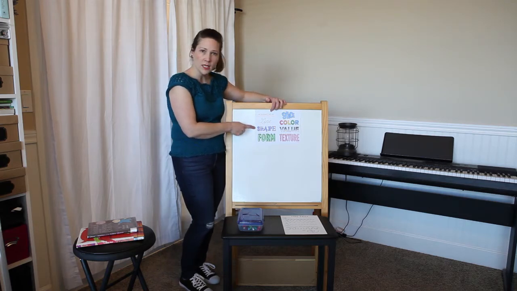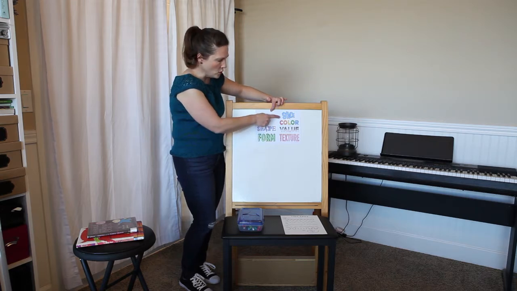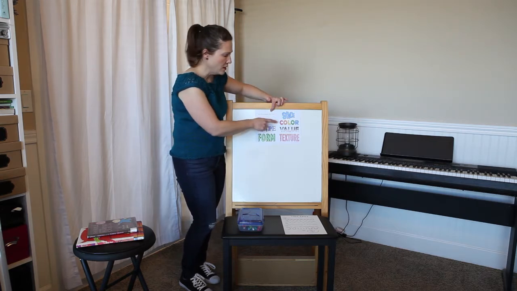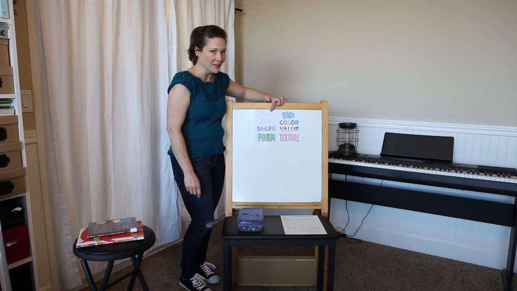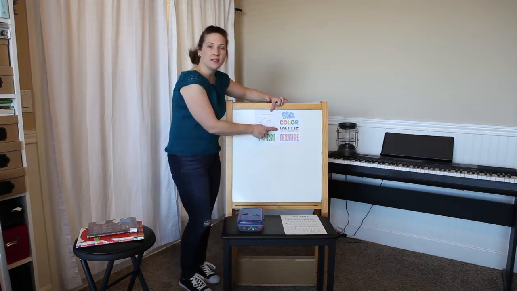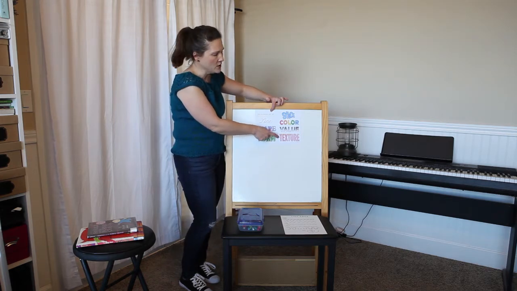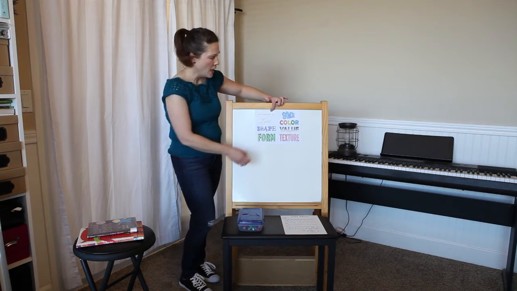The second one is shape. The third is form. Fourth is space. Fifth is color. Sixth is value, and number 7 is texture.